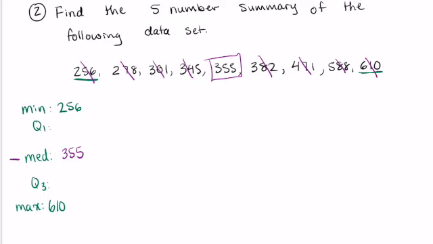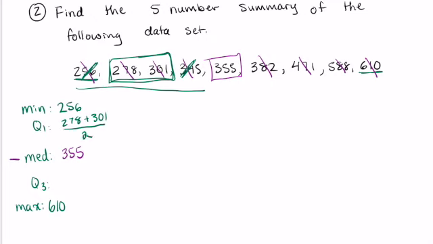And now I want to find the median of the lower half. So I'm going to cross off until I wind up with 2 numbers in the middle. So I'm going to take 278 plus 301, and we're going to divide that by 2. So 278 plus 301 gives me 579 divided by 2, and that gives me 289.5. And it is very okay for us to get decimals within our answers.